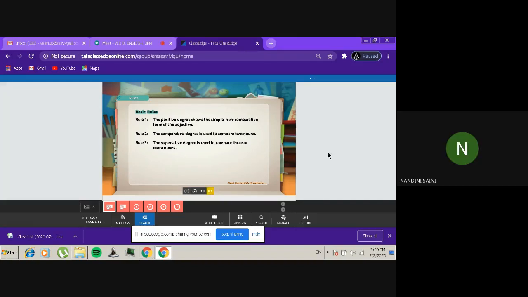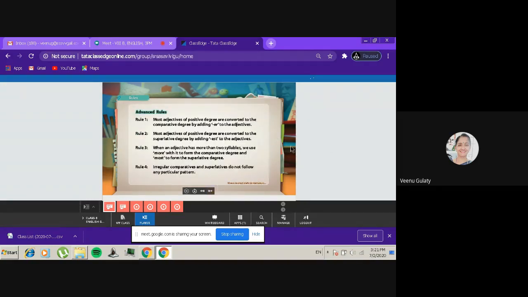The positive degree shows the simple, non-comparative form of the adjective. Second, the comparative degree is used to compare two nouns. Third, the superlative degree is used to compare three or more nouns. Thank you, Radhika. See this carefully: comparison is done between two things, and if it is more than two, then it goes for superlative. That is why the previous picture had three girls, and then the superlative form was EST, tallest.